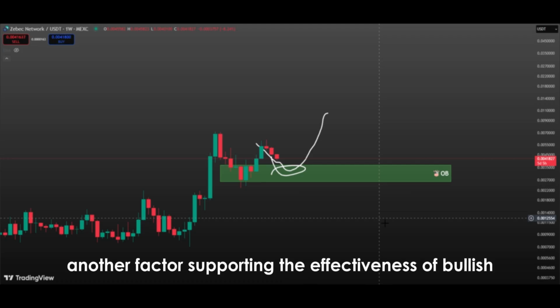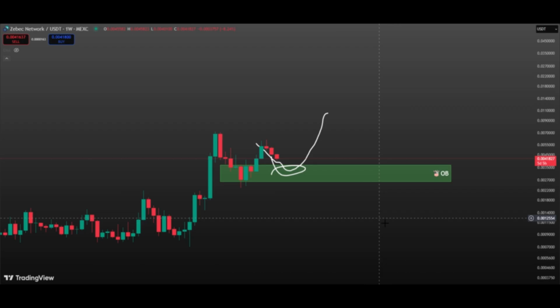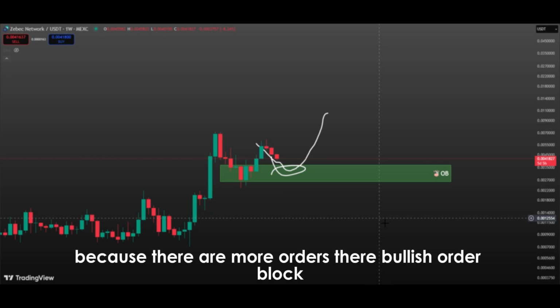Another factor supporting the effectiveness of bullish order blocks is the market's liquidity structure. Prices in markets tend to move toward areas with liquidity because there are more orders there.